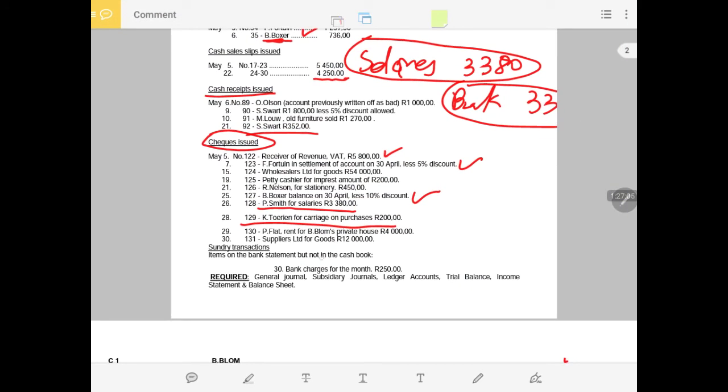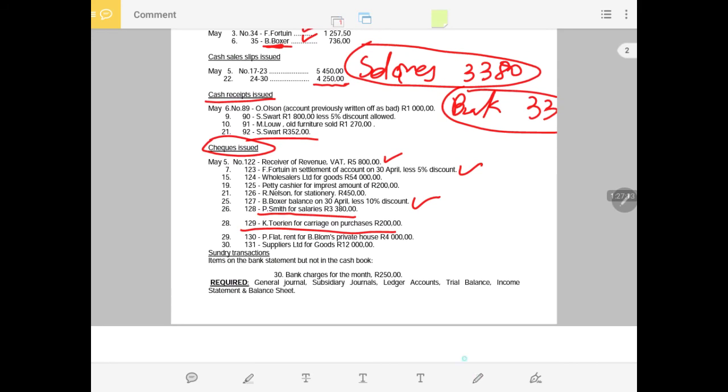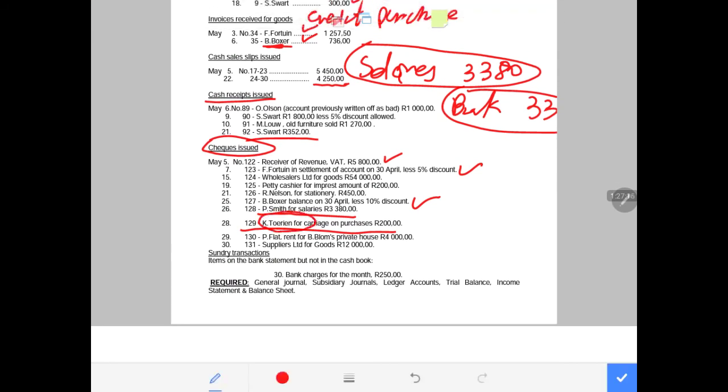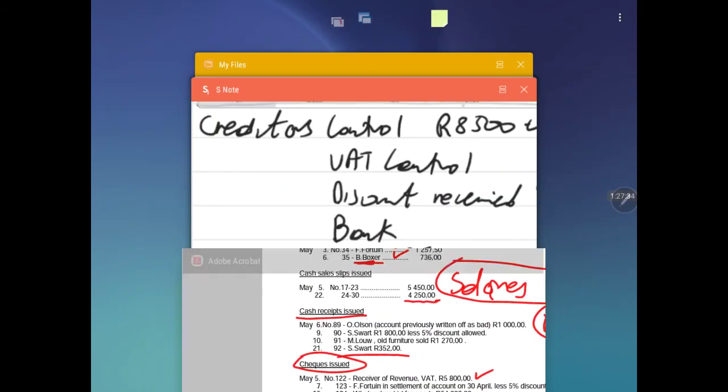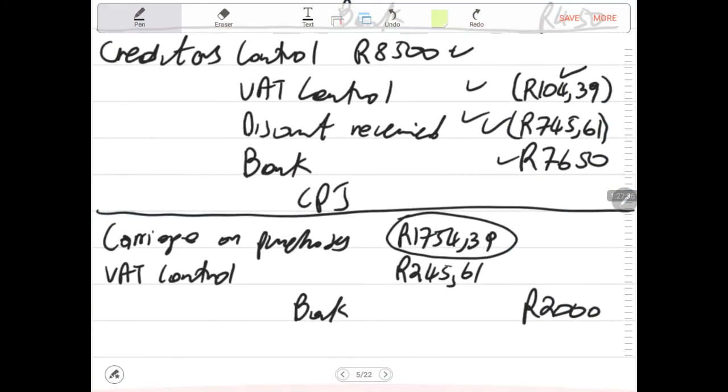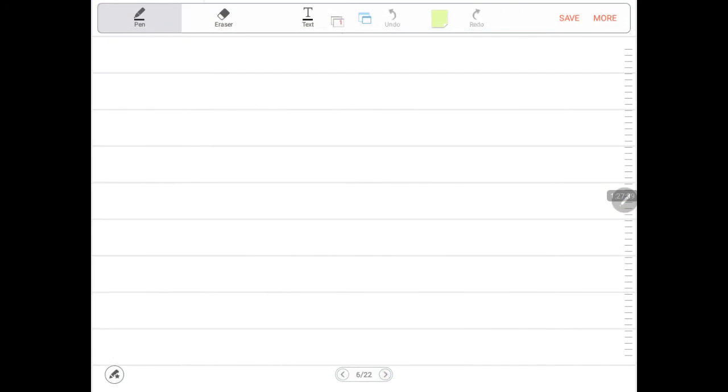Then who were we paying here? K. Aryan, carriage on purchases. So this will be the person you write under payee, the person that we were paying. Then the amount of bank goes to the bank column in the cash payment journal. P. Flat rent for B. Blom's private house. Remember, we are doing the books of B. Blom, and B. Blom paid or withdrew 4,000 for personal use, meaning for a flat which is for a private house, not for business. So now whenever the owner does something for personal use, we call that drawings.